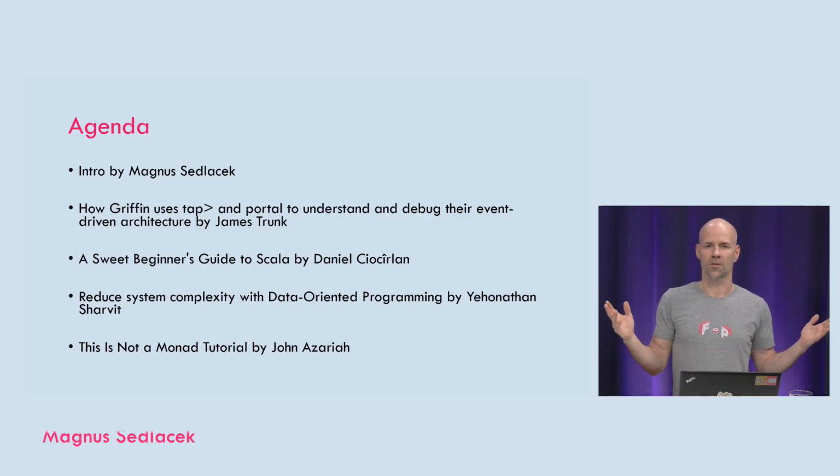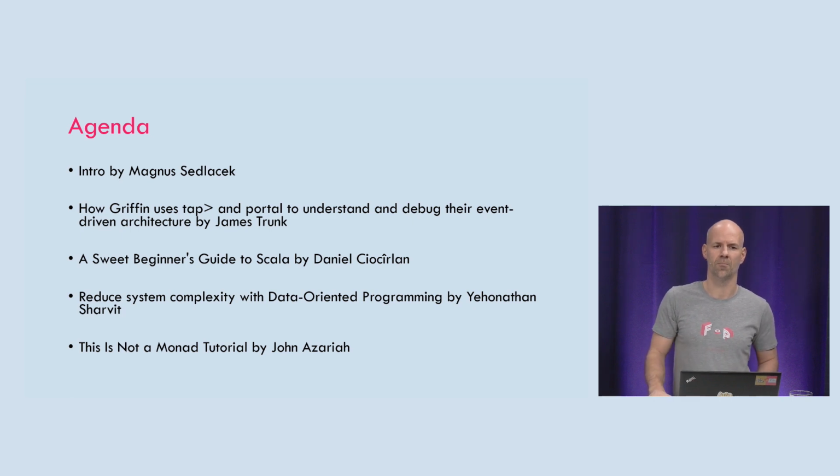I'll head straight over to the agenda for tonight. First, a short introduction by me. Then, how Griffin uses TAP and Portal to understand and debug their event-driven architecture, by James. Then a sweet beginner's guide to Scala by Daniel. And then we head over to reduce system complexity with data-oriented programming by Jonathan. And last but not least, this is not a monad tutorial by John.